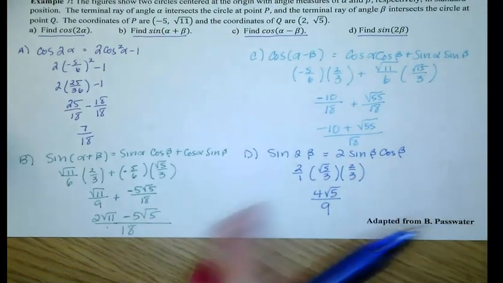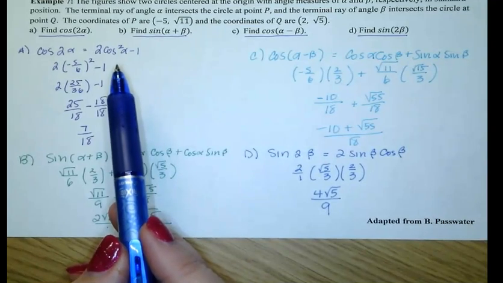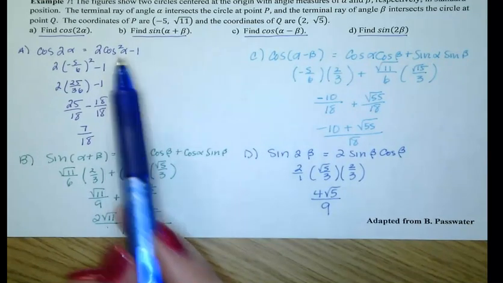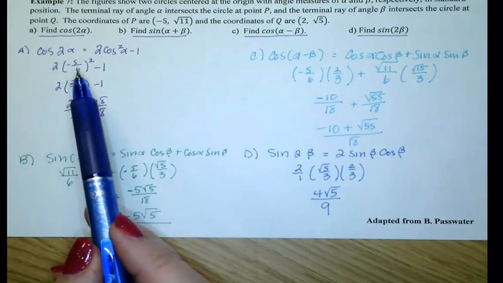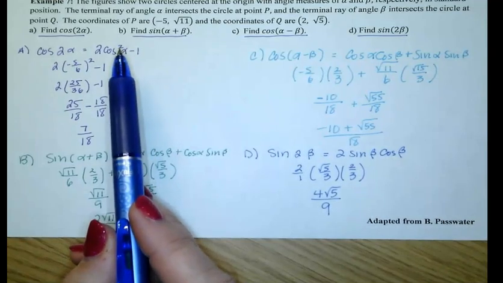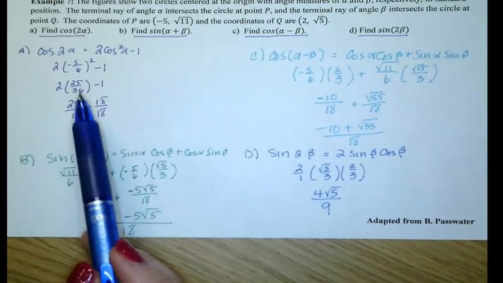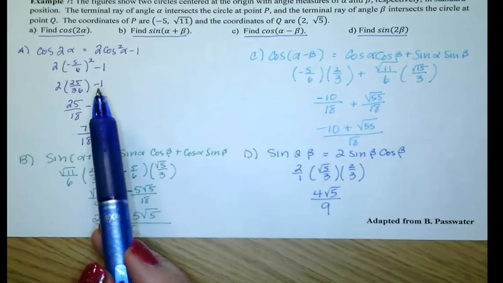All right, so then the first one said cosine of 2 theta. I chose to use 2 cosine squared theta minus 1. So when I plug in my values, I have 2, and then cosine is negative 5/6, and I'm going to square it according to what it tells me right there, minus 1. So I get 2 times 25 over 36 minus 1.